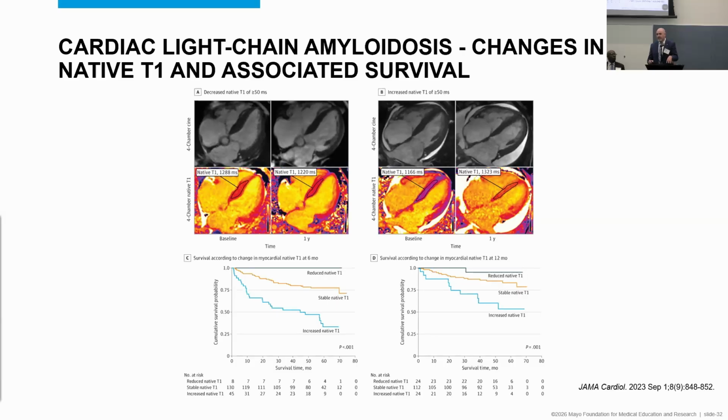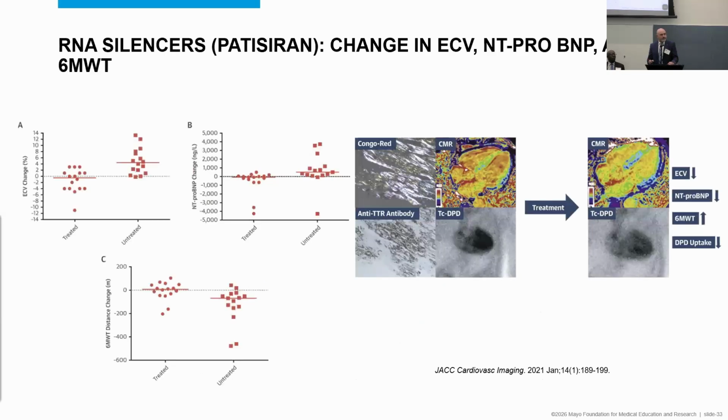If we stabilize them, they do better. If they don't respond, obviously, that's not good. And again, if you're looking at the stabilizers and the change in your NT-proBNP level, these all correlate, meaning that if you have somebody who responds, you would expect the 6-minute walk to get better and the NT-proBNP level to improve as well.